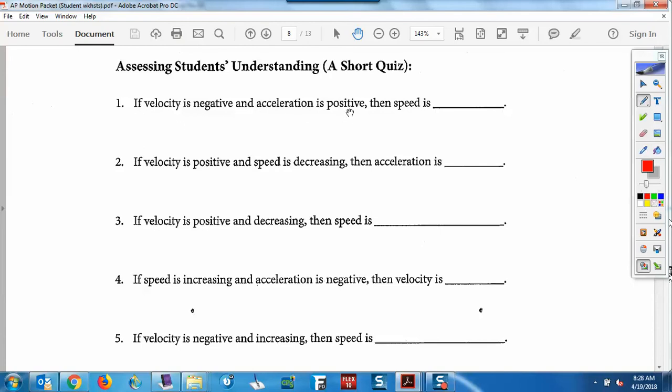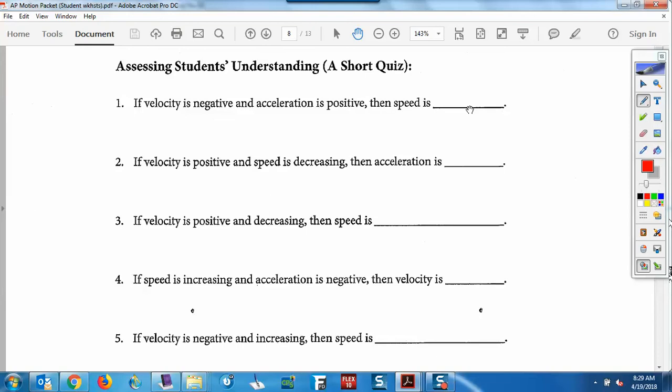Velocity is negative and acceleration is positive, then what is speed? Decreasing. If those two are opposite signs, remember, speed and velocity are different. Velocity could be increasing and you could be slowing down. Because if your velocity is negative, you could be going -8 miles an hour, -7 miles an hour, -6 miles an hour, -5 miles an hour, -4 miles an hour. Those numbers are doing what?